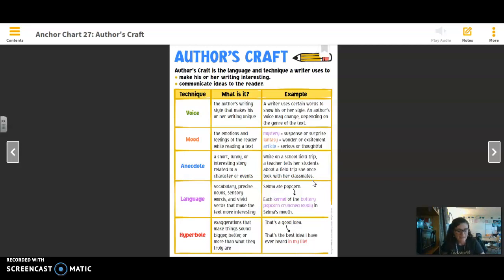A metaphor is a type of figurative language that says something is something else. For example, my dog is a teddy bear. Now, she's not actually a teddy bear, but I'm just saying she is that to show that she's cuddly and warm. So, another example that it gives us on our poster here, Selma ate popcorn. Each kernel of the buttery popcorn crunched loudly in Selma's mouth. That's using that sensory language to literally tell us what's happening. It's buttery, it crunched loudly.